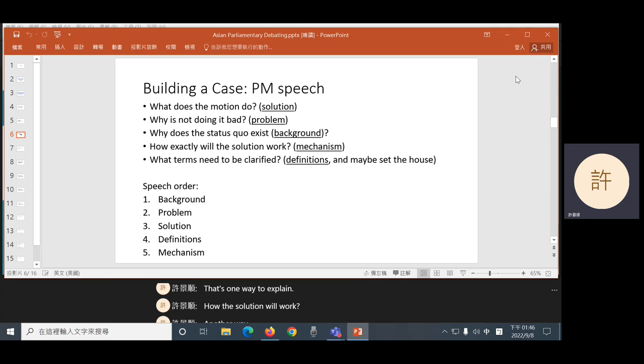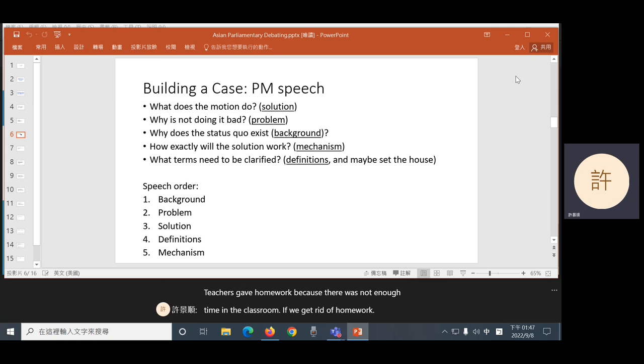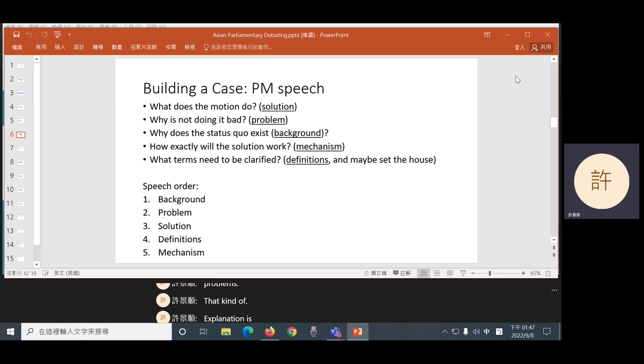Another way might be, you might say that if we get rid of homework, teachers will understand. Teachers gave homework because there was not enough time in the classroom. If we get rid of homework, that does not increase classroom time. So we don't have to worry about teachers forcing students to do homework in class. And so by getting rid of these homework problems, students will not be forced to focus only on the homework problems. That kind of explanation is another example.